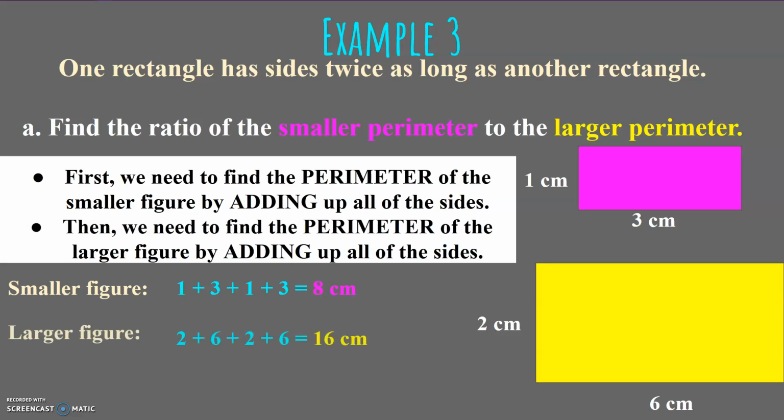Looking at the larger rectangle, it has side lengths of 2 centimeters and 6 centimeters. 2 plus 6 plus 2 plus 6 is 16. The perimeter of the larger rectangle, thus, is 16 centimeters.